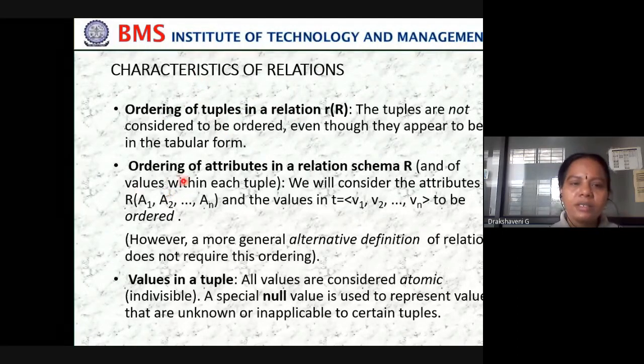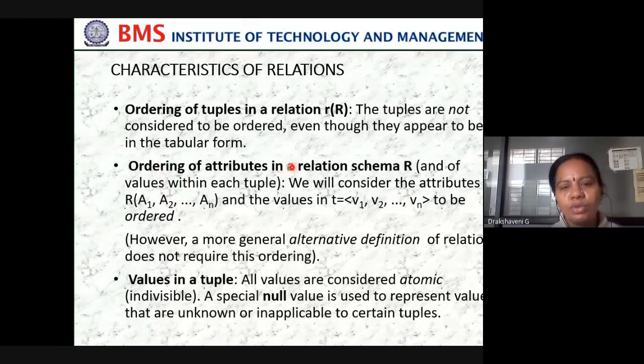The second characteristic says ordering of attributes in the relation schema. In the same way, instead of columns, attributes can also be reordered. Why should it be only USN first? Why not name, why not subjects next, like this? The order can also change. The order does not matter, but the values within are required.